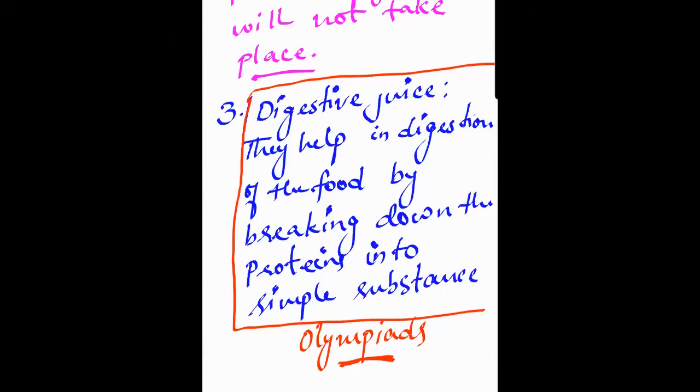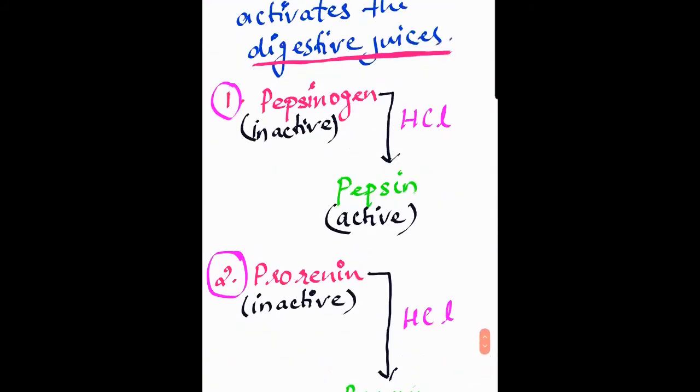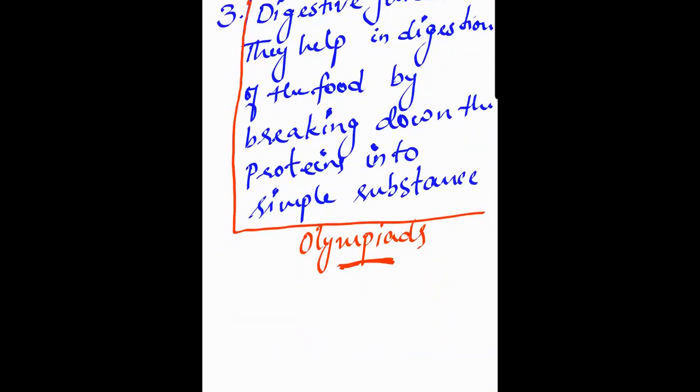Still there are many digestive juices; I will tell you in the coming part. So this is the function of the stomach: it helps in killing the bacteria, and by HCl it will activate the digestive enzymes and digestive juices. We'll see other enzymes. So what are the enzymes in the digestive juices, or digestive enzymes?